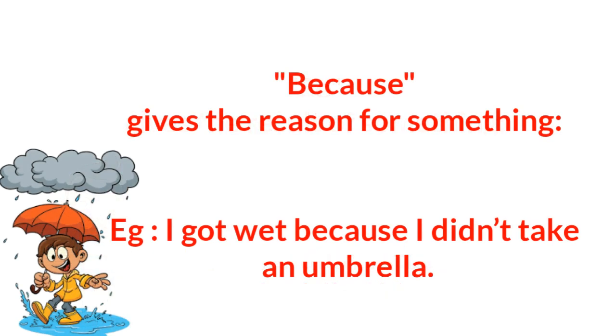Next one, because. Because gives the reason for something. Look at this example. I got wet because I didn't take an umbrella. I got wet. What's the reason? I didn't take an umbrella. Okay, so because is used to give the reason for something, but so is used to give the result of something. Look at this example.